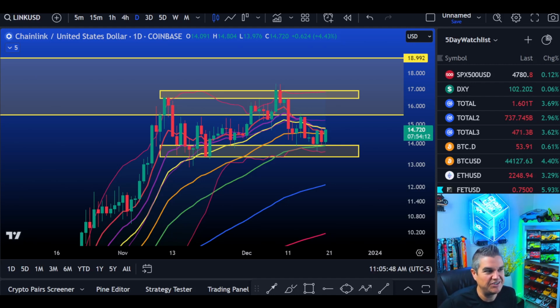Today we are going to look at Chainlink on the daily chart, then we'll zoom out to the bigger picture. We have a couple things to talk about and what we need to be watching for to the high and low on multiple time frames.